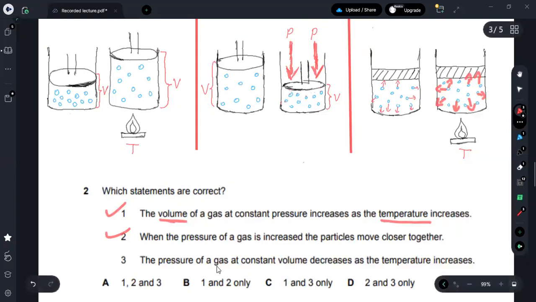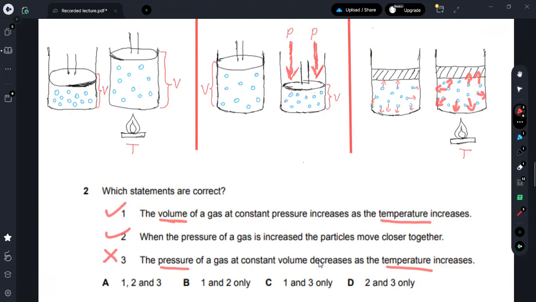Number 3 says that the pressure of a gas at constant volume decreases as the temperature increases. Which two variables are being compared? One is pressure, which decreases as the temperature increases. So they are saying that when the temperature increases, the pressure would decrease. In the diagram, we saw that when the temperature increased, the pressure actually increased and did not decrease, as is written in this statement. So therefore, this third statement is wrong. Only 1 and 2 are correct. So our answer would be B.